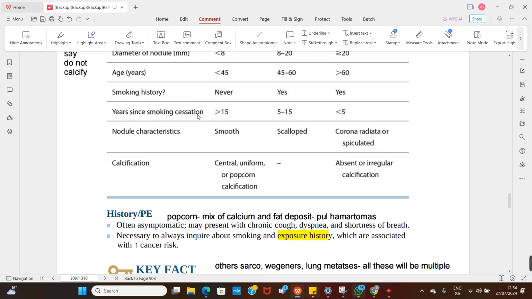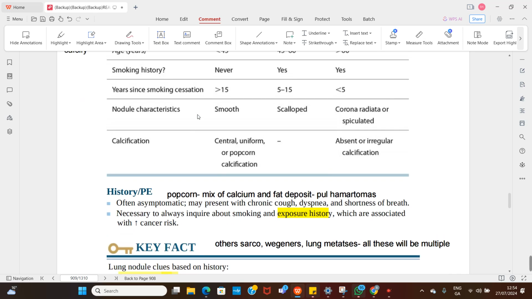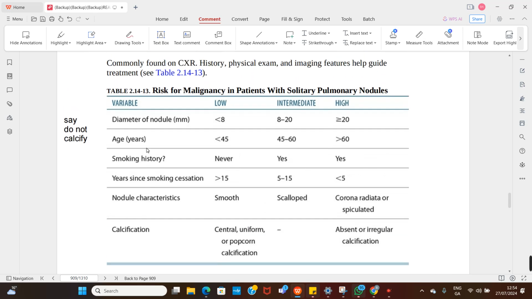So once you see a nodule, let me talk about the presentation. Most of the time, they'll be asymptomatic. It's more like an incidental finding. But sometimes they can have some non-specific symptoms. They can be coughing, have difficulty in breathing, shortness of breath, and so on. The next thing you want to do is to assess for the risk of malignancy. That is what you want to do next. Assess for the risk of malignancy.